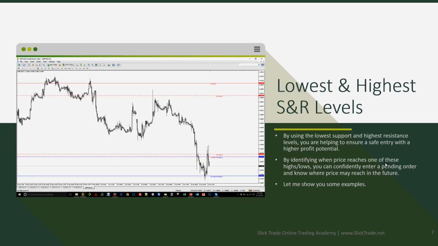Lowest and highest support and resistance levels. By using the lowest support and the highest resistance levels, you are helping to ensure a safe entry with a higher profit potential. By identifying when price reaches one of these highs or lows, you can confidently enter a pending order and know where price may reach in the future.